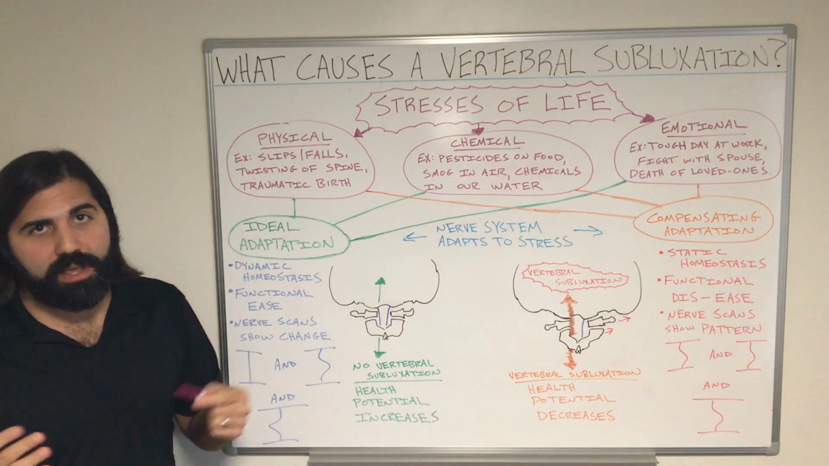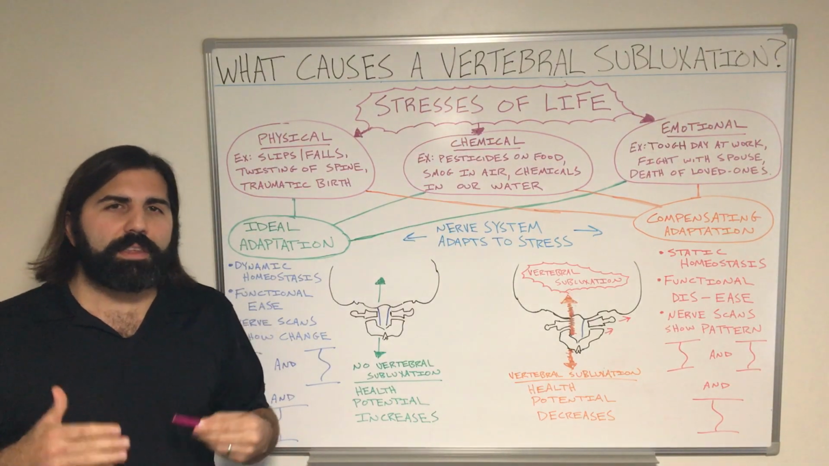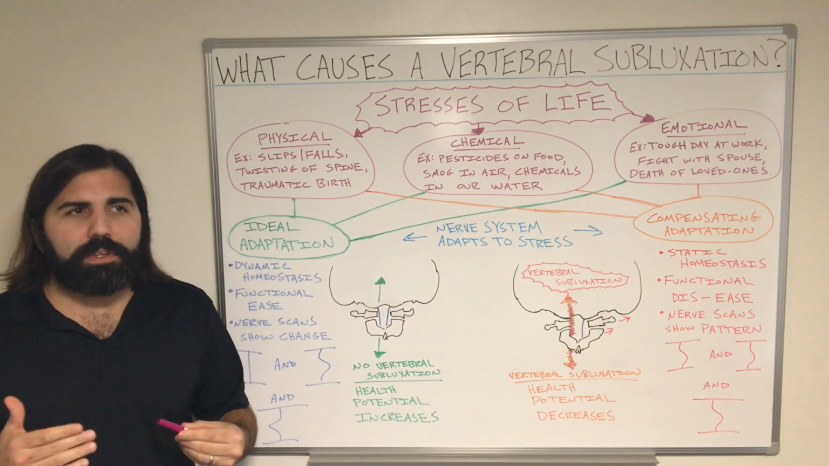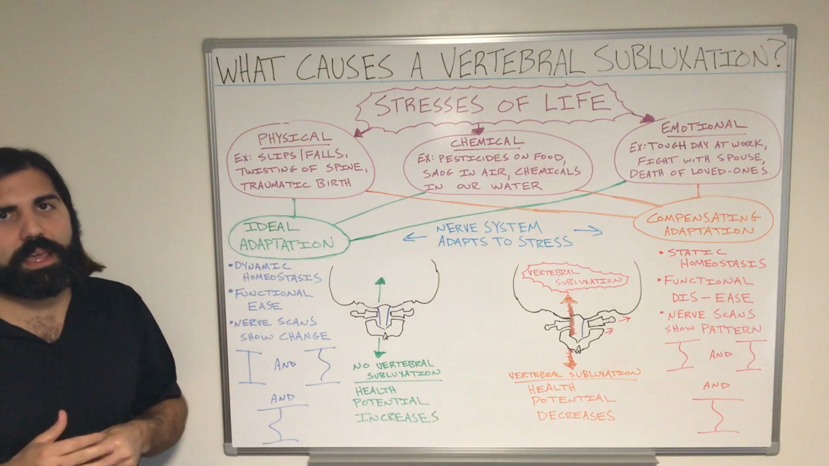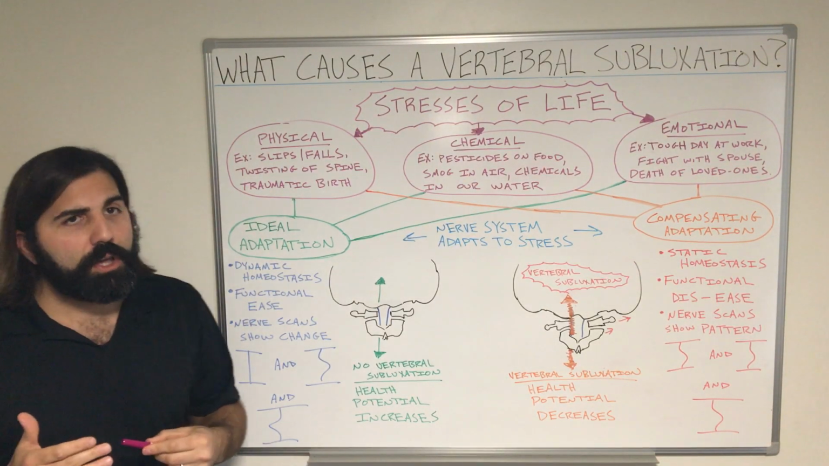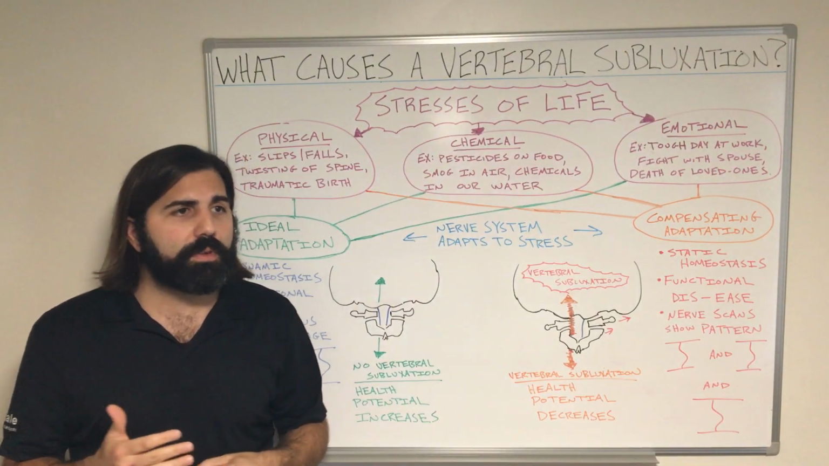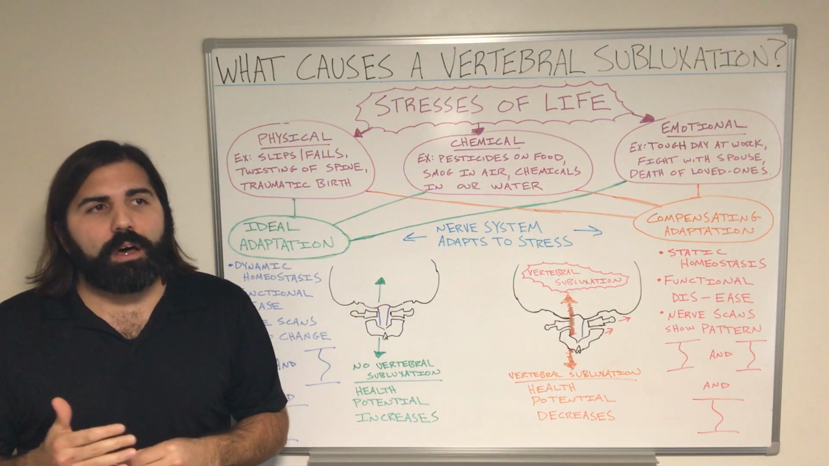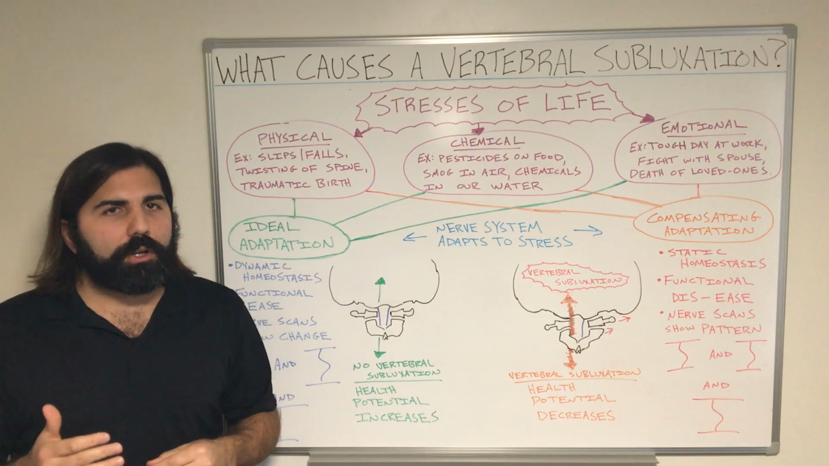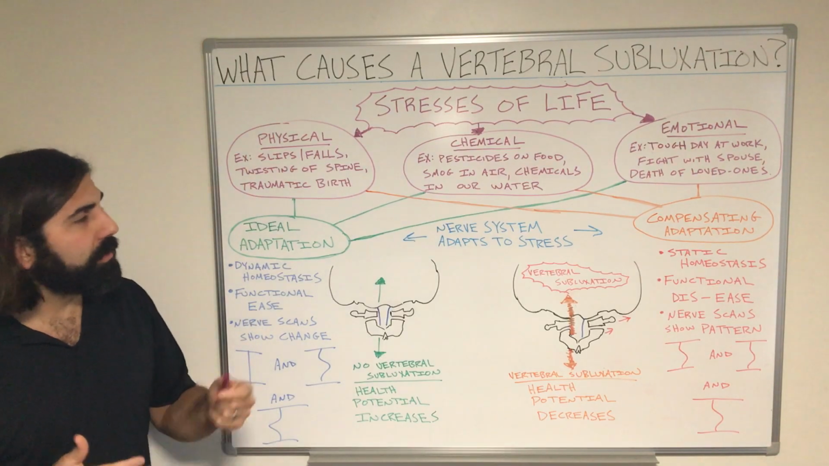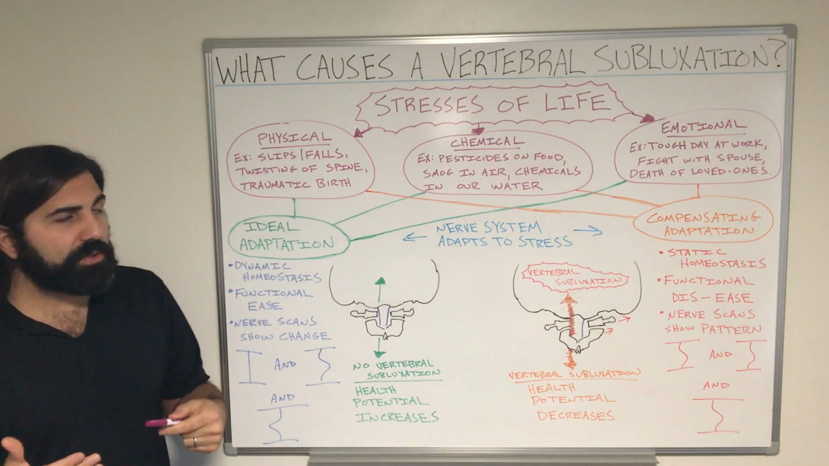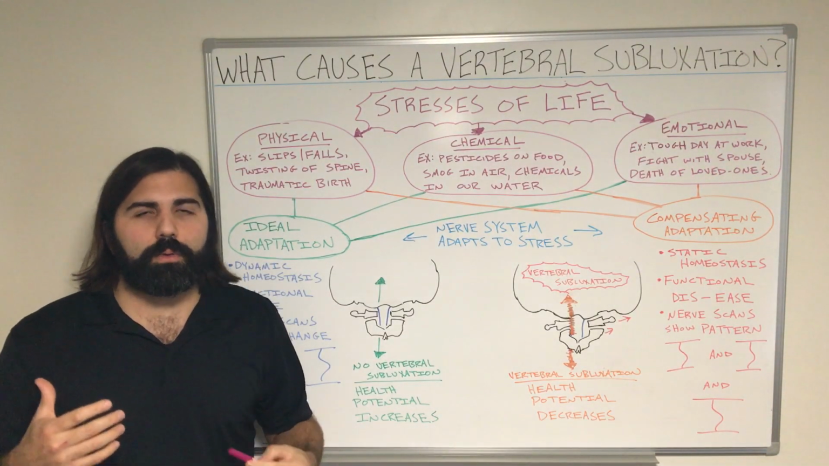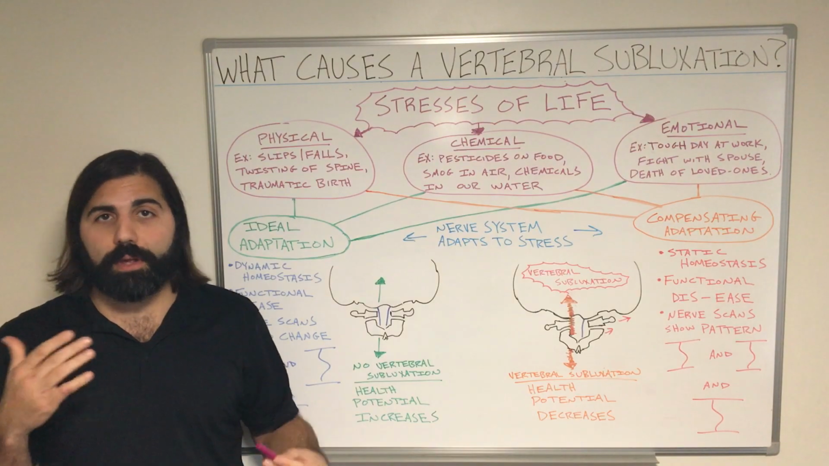Now, just a few examples of physical stress, and these are the stresses that we often understand a little bit easier. Some examples of physical stress are slips, trips, and falls. So if you have a slip on the ice, a fall off of a ladder, a trip off the sidewalk, those are examples of physical stress. Other examples are different twistings or wrenchings of not only your spine, but any part of your body.